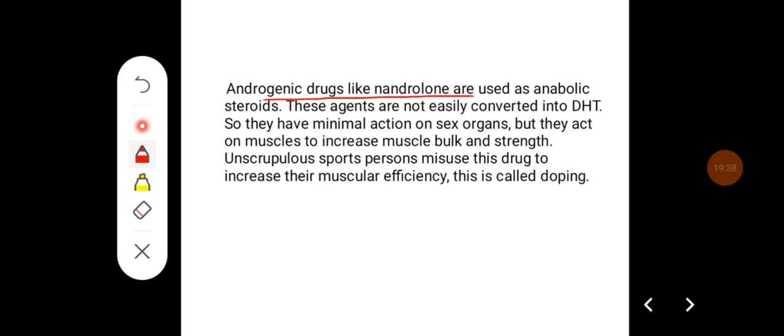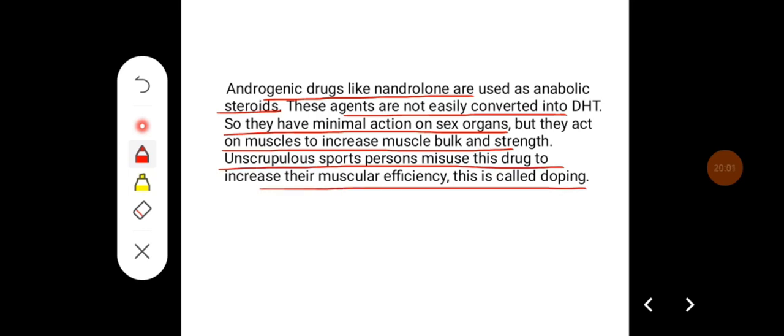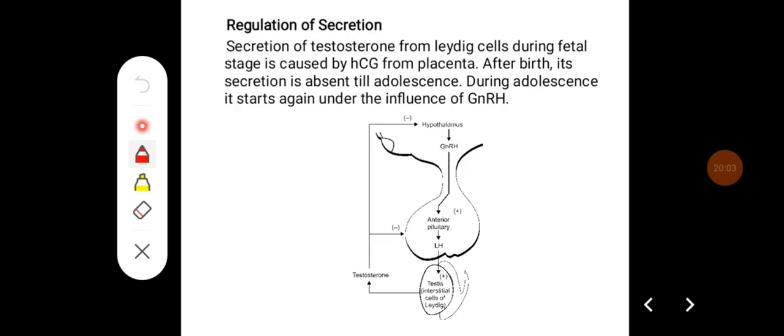Androgenic drugs like nandrolone are used as anabolic steroids. These agents are not easily converted to dihydrotestosterone, so they have minimal action on sex organs, but they act on muscles to increase the muscle bulk and strength. Unscrupulous sports persons misuse this drug to increase their muscular efficiency, and it is called doping.